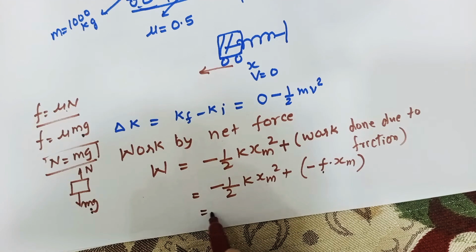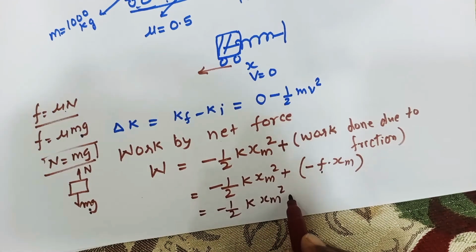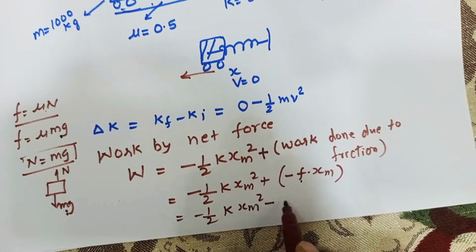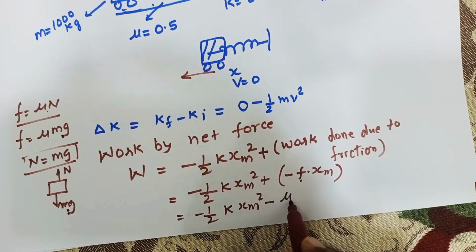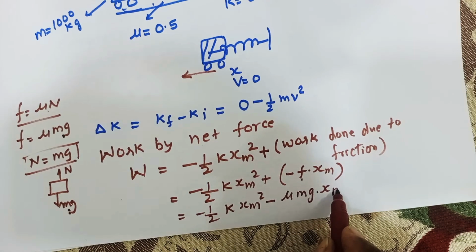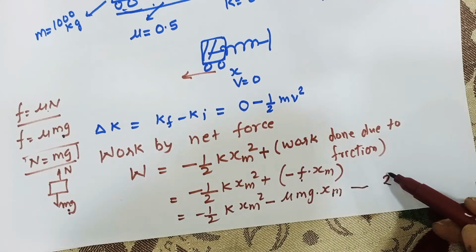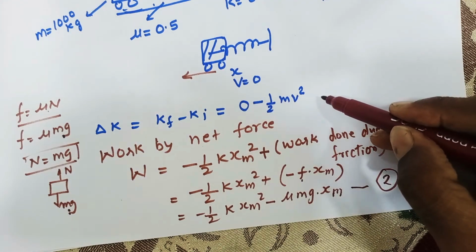Hence the work done will be minus k xm square, and then minus F, where F is mu mg into xm. This will be equation number 2, and this was equation number 1.